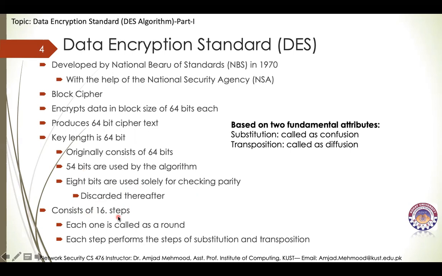It consists of 16 steps, and each one is called a round. Each step performs substitution and transposition. So definitely you have to understand what substitution and transposition are. It is based on two fundamental attributes: substitution, called confusion, and transposition, called diffusion.